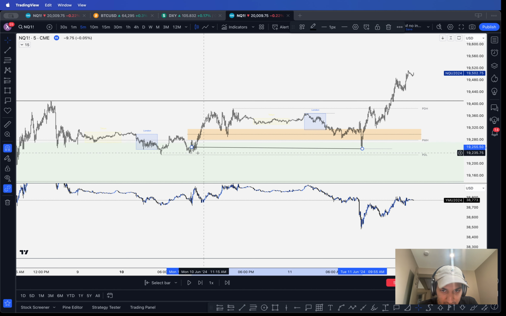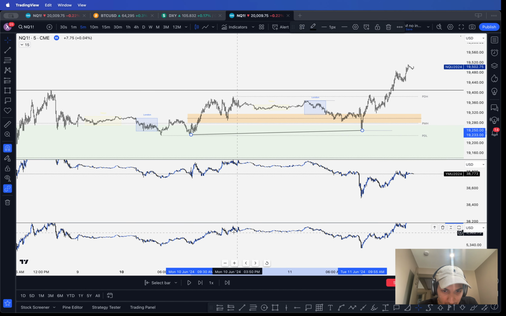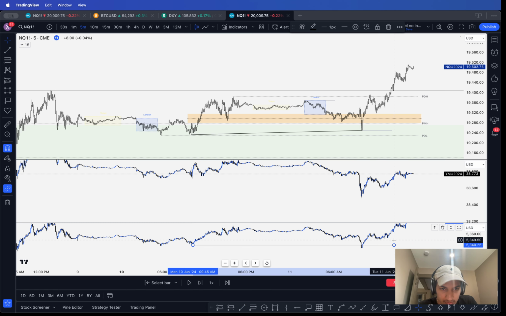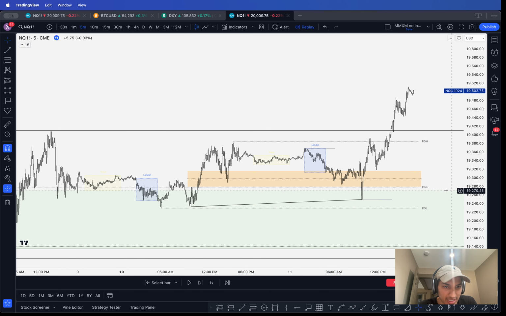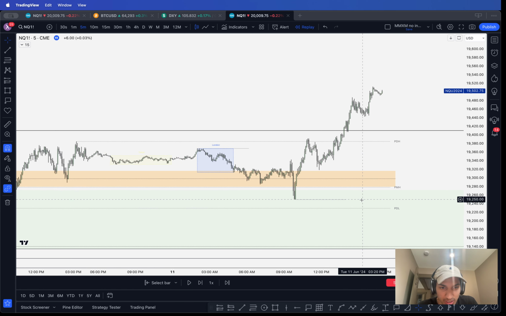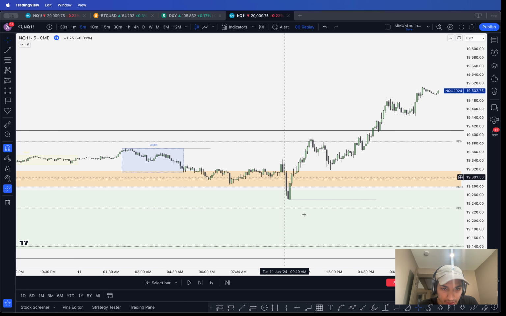Here's the SMT divergence with the Dow. We might be going with the ES as well. Yep, with the ES as well. Cool. There's your SMT divergence. There's your PD array. This is your protected low. All you have to do now is align yourself with the order flow. Here's an inverse fair value gap, a balanced price range. There's definitely an SMT inside of this FVG as well, which is where you get involved.